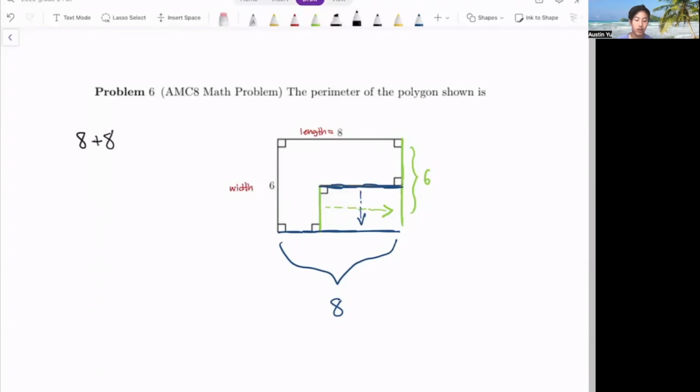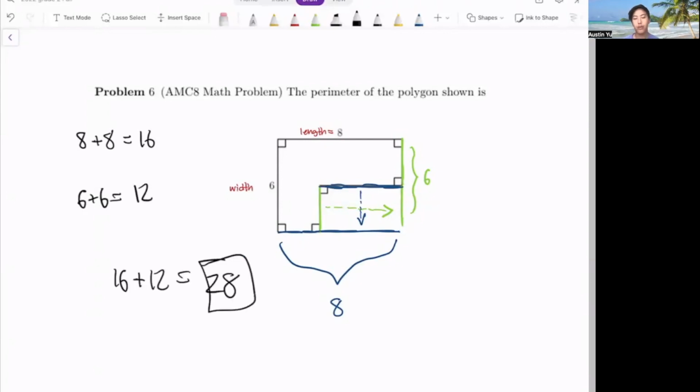8 plus 8, which is the length, equals 16. Width, 6 plus 6 equals 12. You can just add 16 and 12 together, which equals 28. So the perimeter of the polygon shown here is 28.